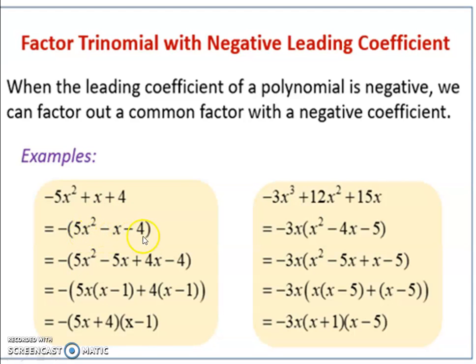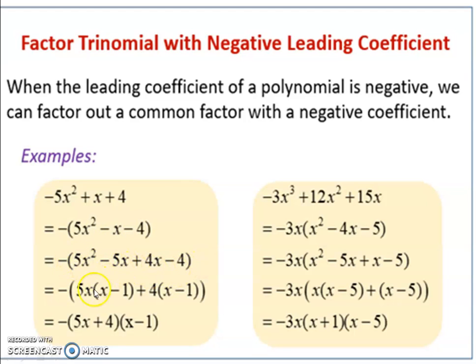5x square minus 4x minus 4. 5 fours are 20, so 5 minus 4 is 1. That's why 5 and 4 are our factors. That's why middle substitution is there. 5x square remains the same, minus 5x plus 4x minus 4 remains the same.